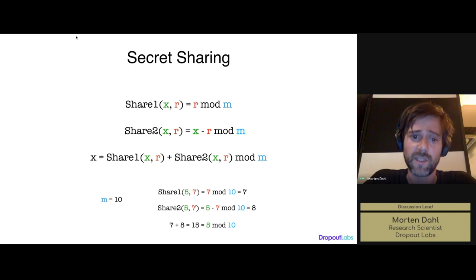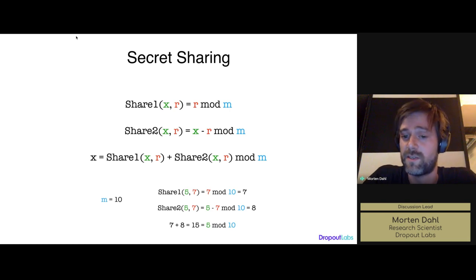As a concrete example, if we share five using randomness seven, then the first share is seven. The second share of five, using randomness seven again, is five minus seven, so minus two, mod 10 is eight. So the second share is eight. And then if we have both, 7 plus 8 is 15, and 15 mod 10 is 5. So we recover the original X again.